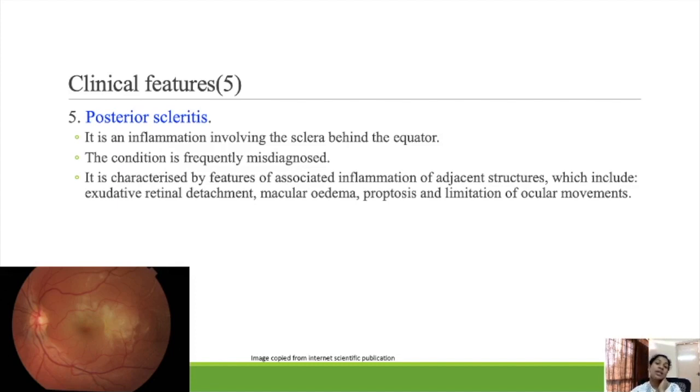So these are the clinical features of scleritis. First we mentioned anterior scleritis. In anterior scleritis there are two types, necrotizing and non-necrotizing. Non-necrotizing is again diffuse and nodular, and necrotizing is with inflammation and without inflammation.